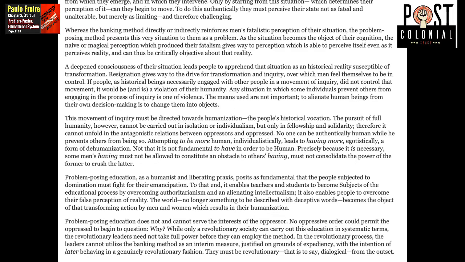Problem-posing education does not and cannot serve the interests of the oppressor. No oppressive order could permit the oppressed to begin to question why. While only a revolutionary society can carry out this education in systematic terms, the revolutionary leaders need not take full power before they can employ the method. In the revolutionary process, the leaders cannot utilize the banking method as an interim measure justified on grounds of expediency, with the intention of later behaving in a genuinely revolutionary fashion. They must be revolutionary, that is to say, dialogical from the outset.